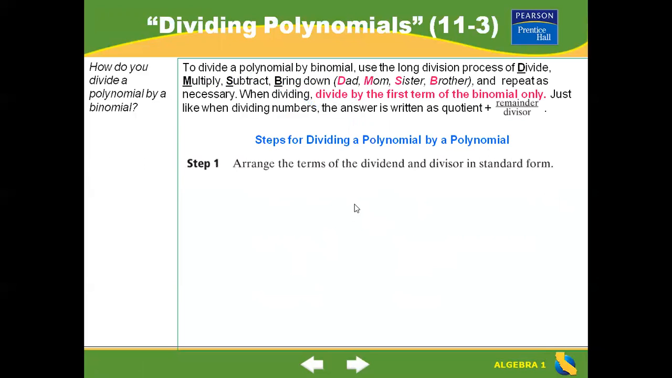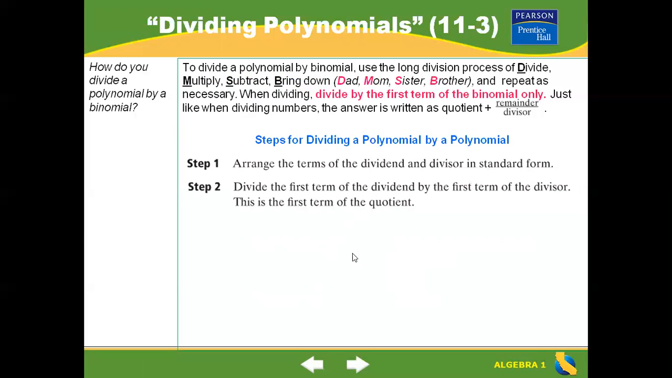The first step, arrange the terms of the dividend and divisor in standard form. When we say standard form, it will start from the highest degree to the lowest degree when you arrange the terms, both your divisor and your dividend. The second one is divide the first term of the dividend by the first term of the divisor. This is the first term of the quotient.